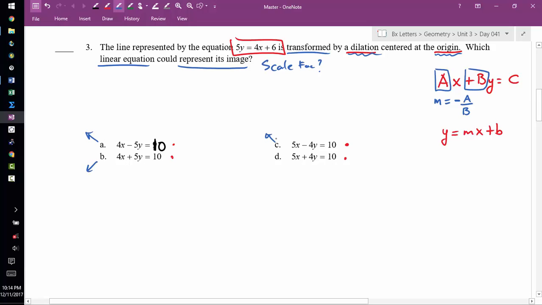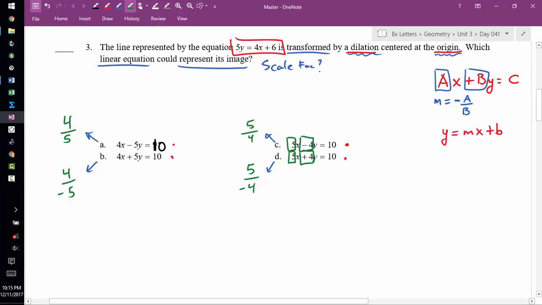So if you don't remember that trick for the standard form, I suggest you take the time and you solve each of these for y. But I'll use the trick just to say what these slopes are. I know this first one is 4 over the opposite of minus 5, so 4 over 5. I know this one is 4 over the opposite of plus 5, so 4 over minus 5. I know this one is 5 over the opposite of minus 4, so 5 over 4. And this one would be 5 over the opposite of positive 4, so 5 over negative 4. You can see they're all different.